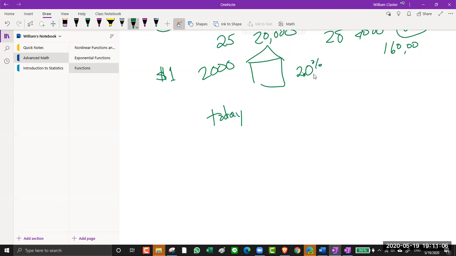When you get interest, that's also exponential growth. That's another example of exponential growth. If you get interest, the way your money will grow is exponentially. Okay, so how much would it be worth if you took $1 and you put it in the bank 2,000 years ago? How much would it be worth today?